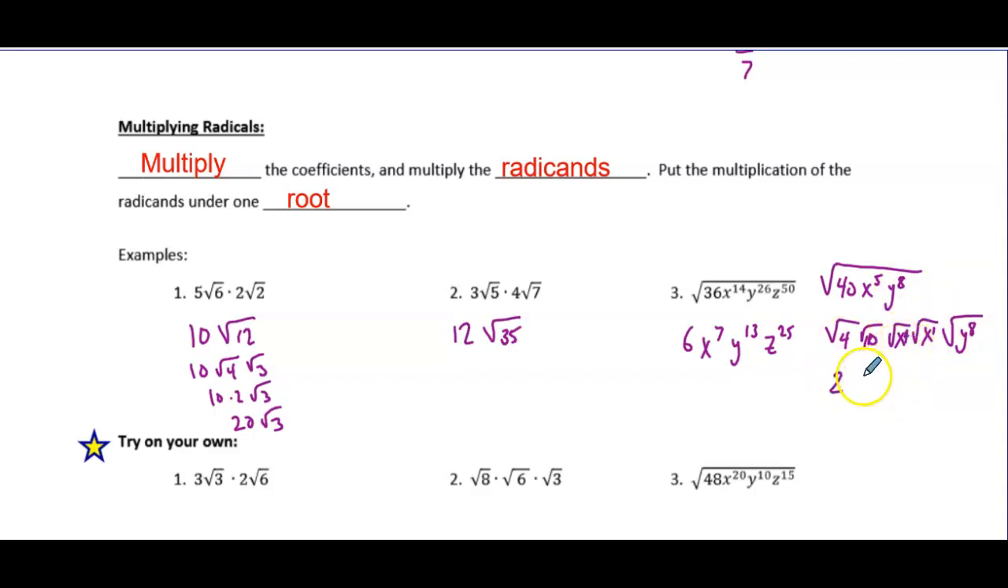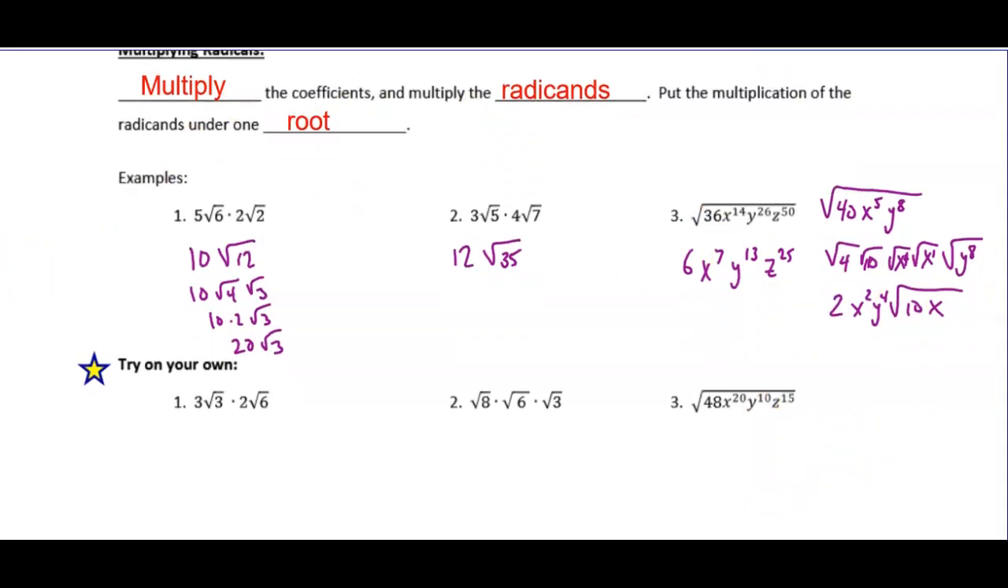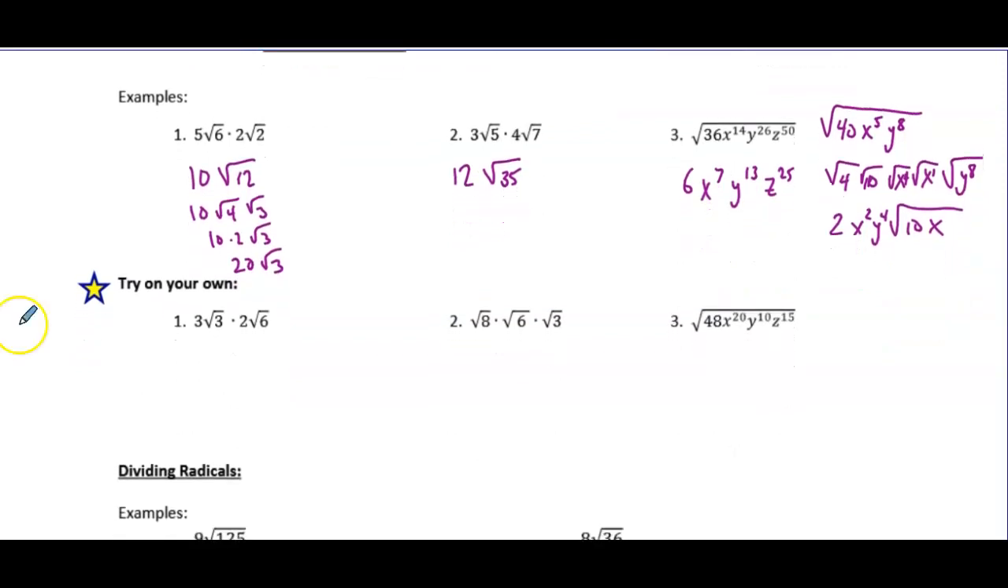Solve the x4, you get x squared. Solve the y8, you get y4. In the leftover ones, I have a 10, and I have an x. There are no leftover y's because it was an even power. So that's how you would handle the variables if they did not divide out nicely. And that's what you're going to do on number 3 when you try these on your own. All right, so pause here. Try numbers 1, 2, and 3.